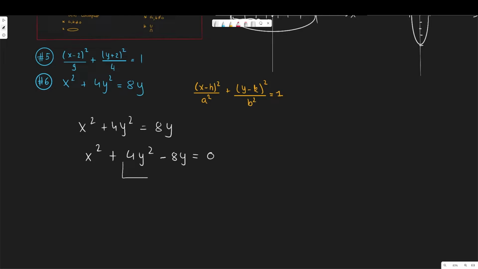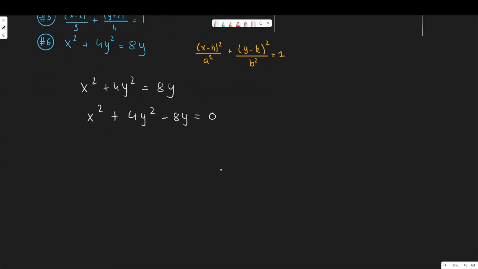And now we want to make sure that this part right here will be a perfect square, so this equation will look more like the general form of an ellipse equation. So we want to write down 4y squared minus 8y as a perfect square. So how do we do that? Well, we want 4y squared minus 8y in the form (a minus b) squared. And we know that (a minus b) squared is the same as a squared minus 2ab plus b squared.